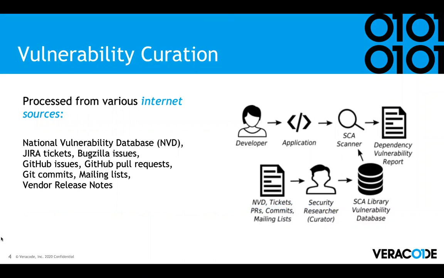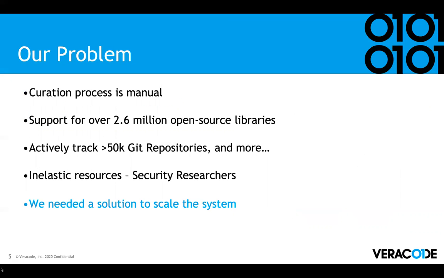To help speed up our insights of vulnerabilities in third-party libraries, we process data from various internet sources, from tracking the National Vulnerability Database for CVEs to developer-oriented sources such as Jira, Bugzilla, GitHub, Git mailing list, as well as the relevant vendor release notes. So curation from all those sources does help in our insights, but here's the problem. The final vulnerability curation is largely a manual process, as researchers have to verify each source individually.